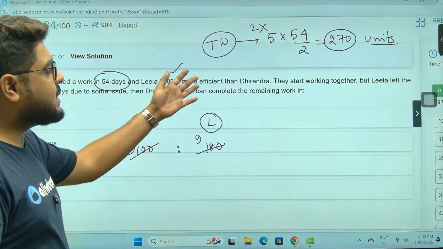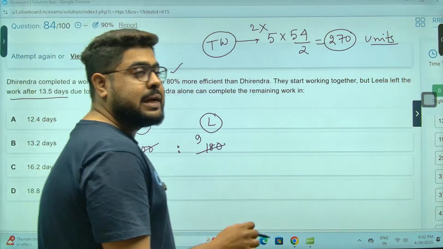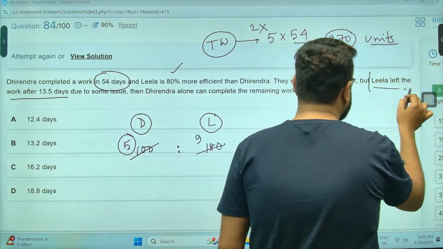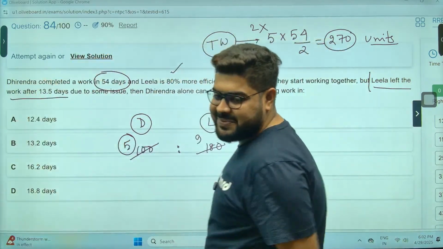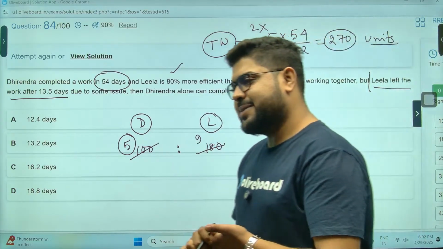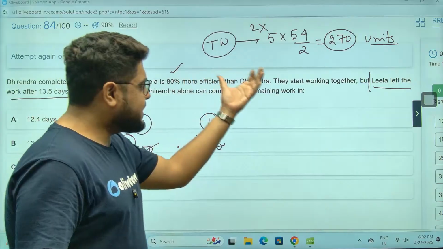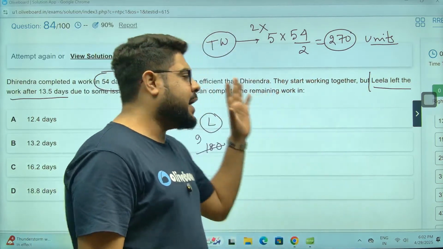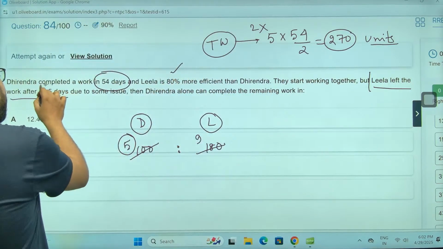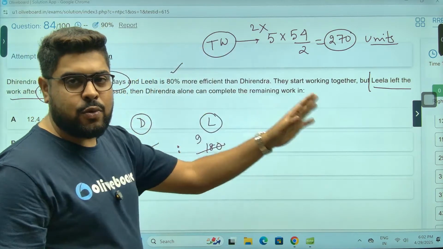Now, they start working together. Leela left after these many days. Read between the lines. Leela worked for these many days. That means they started working together and for the first 13 and a half days, they both worked together.